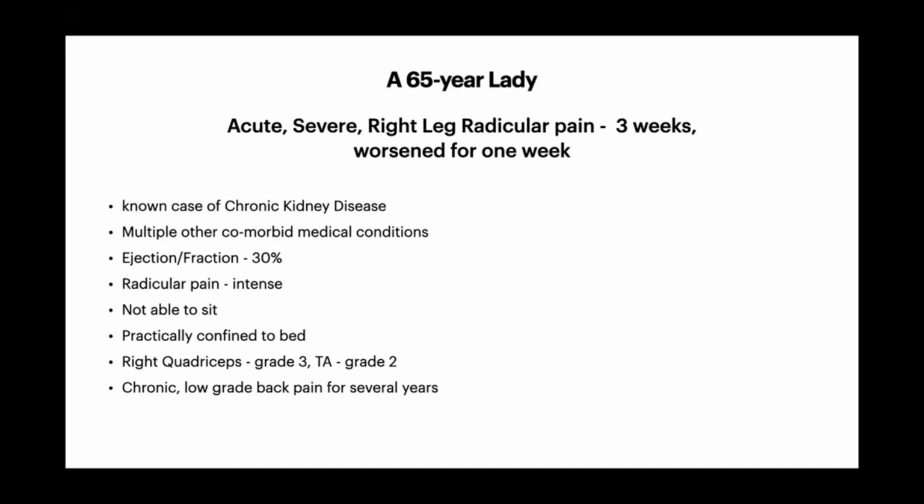The radicular pain was so intense that she wasn't even able to sit, and she was practically on the stretcher, confined to bed. And neurologically, she had a grade 3 quadriceps and grade 2 tibialis anterior on that side. She did have some chronic low-grade back pain for preceding several years.